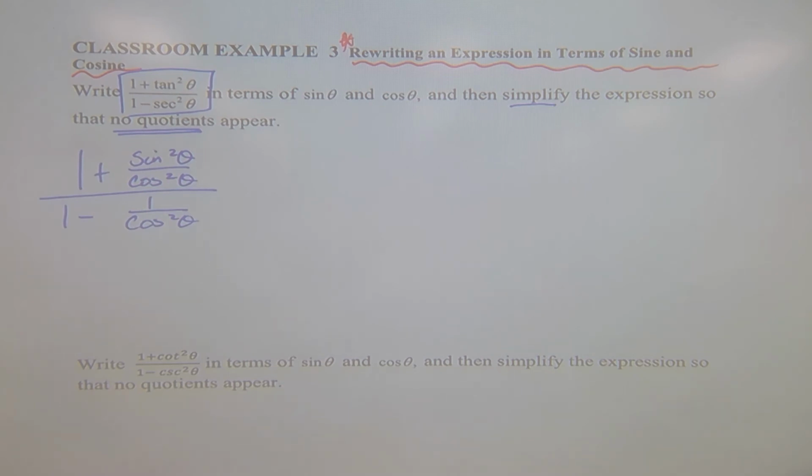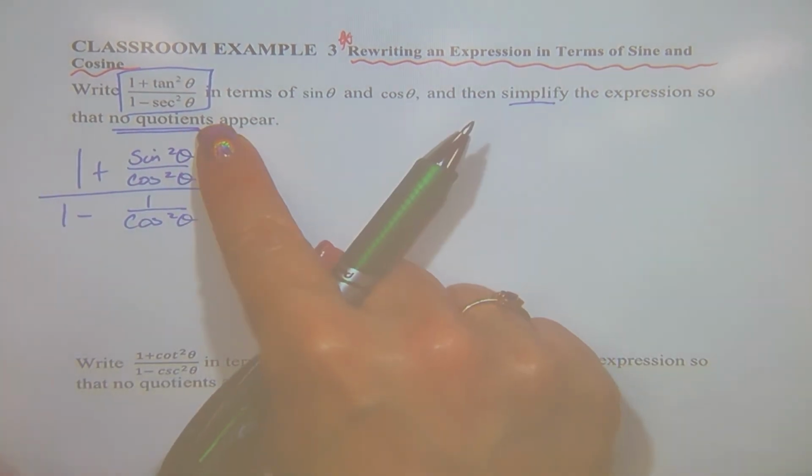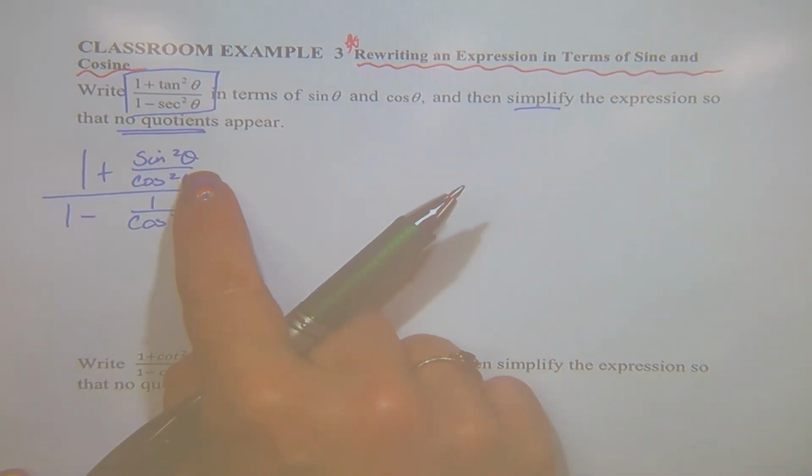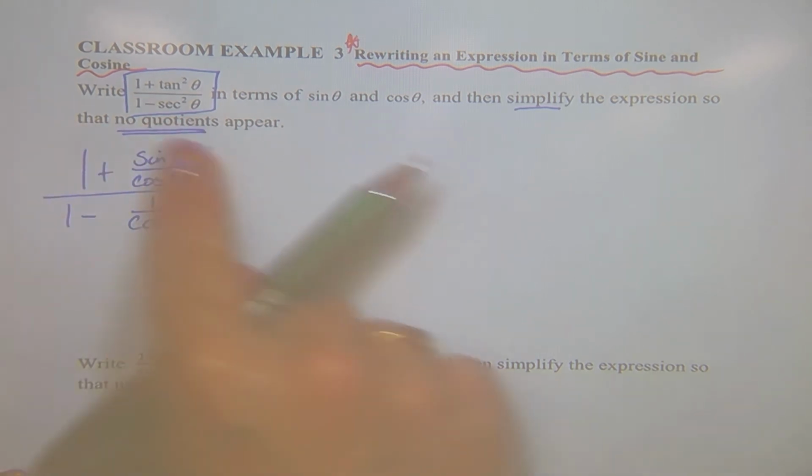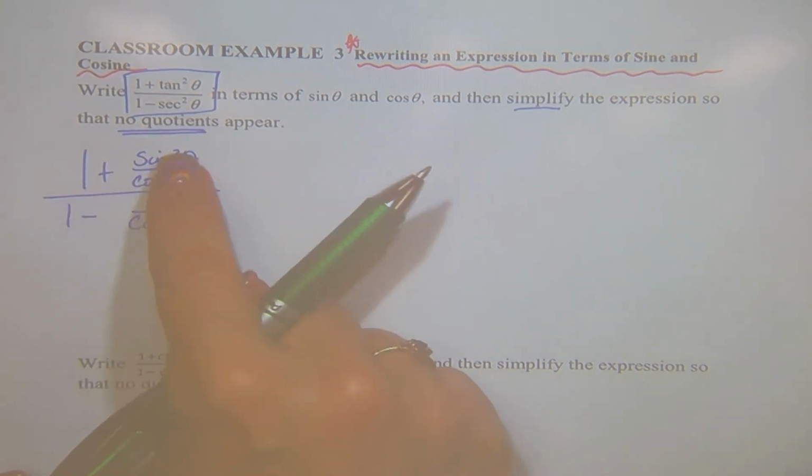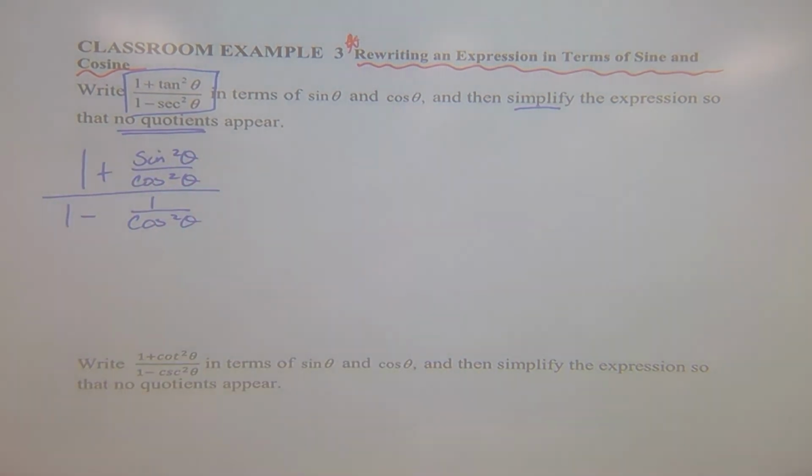Now my goal is to go from here to something that does not have a quotient. And I've got quotients all over the place. I've got this complex rational expression. I've got this big division symbol. I've got a little fraction bar in the numerator and the denominator. There are different ways to go about this.